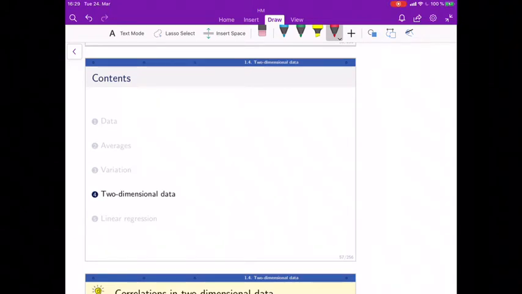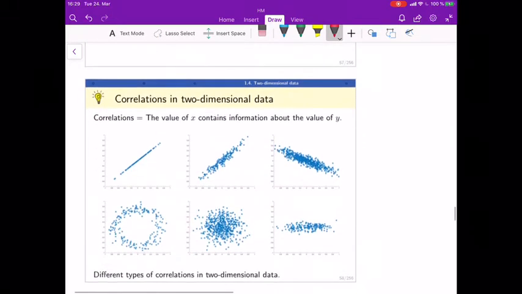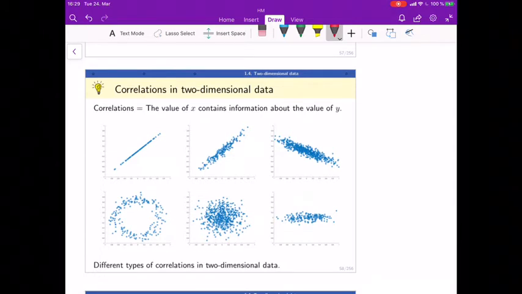Alright everyone, welcome back. Now it's time to talk about two-dimensional data. So far we've just been one-dimensional, and what's interesting about two-dimensional data is correlations. So we're interested in how one dimension of the data affects the other one. We could say the value of x, if our two variables are x and y, has some information in it about the value of y. And there are definitely different types of correlations, like in these pictures.